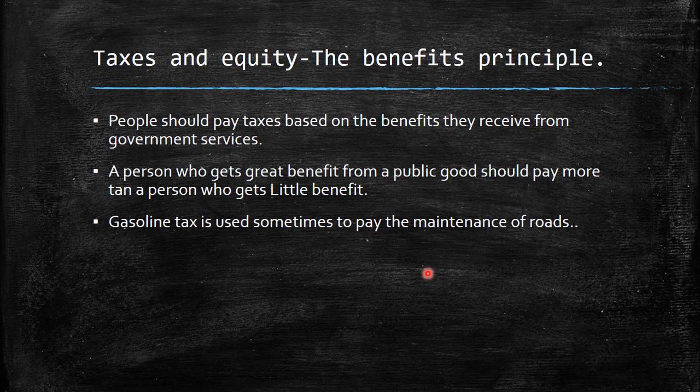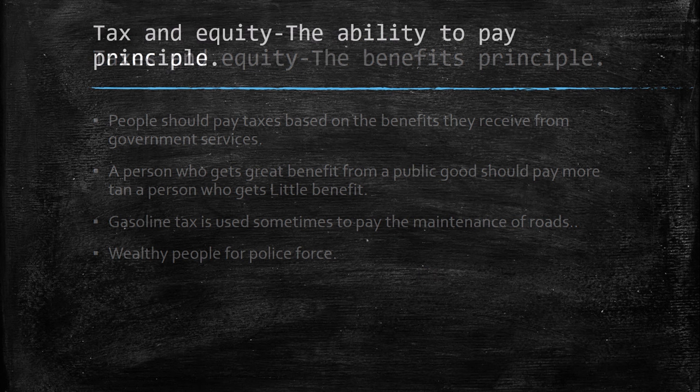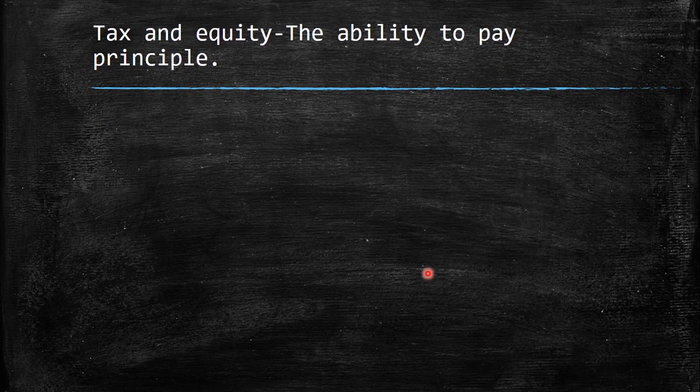So actually, like the police force as well, wealthy people, between quotation marks, need to protect more material stuff than poor people. So poor people don't need the same amount of police force as wealthy people need. So in this case we have the other part, which is the ability to pay principle. So this is basically depending on the sacrifice to pay taxes.